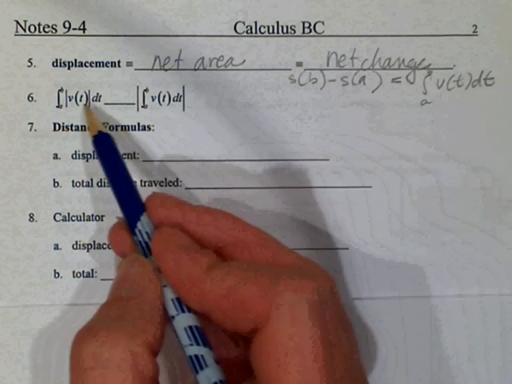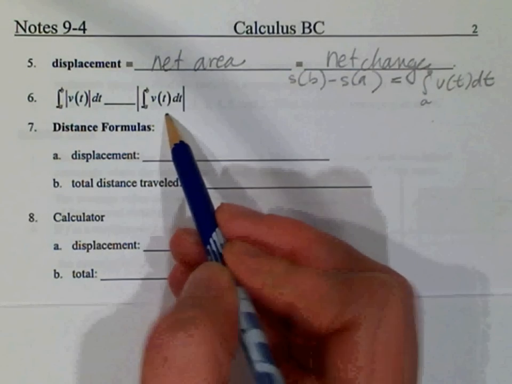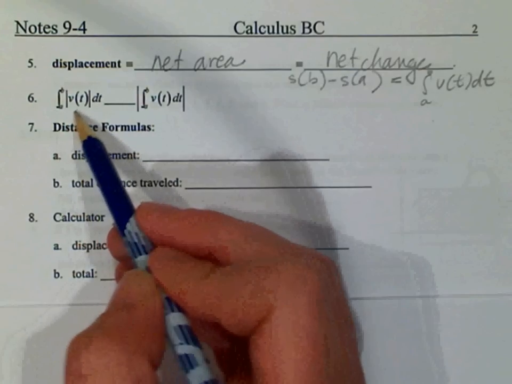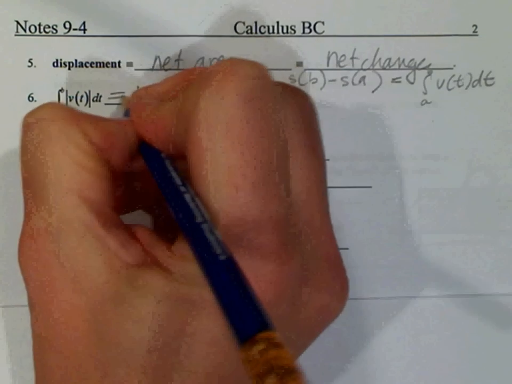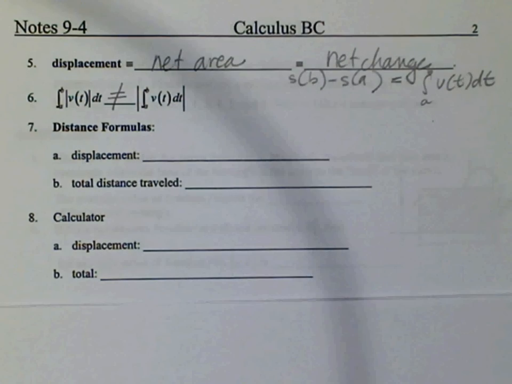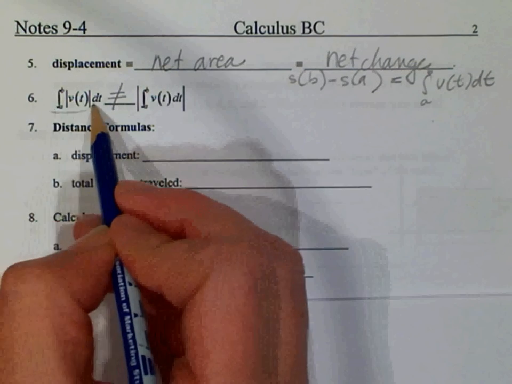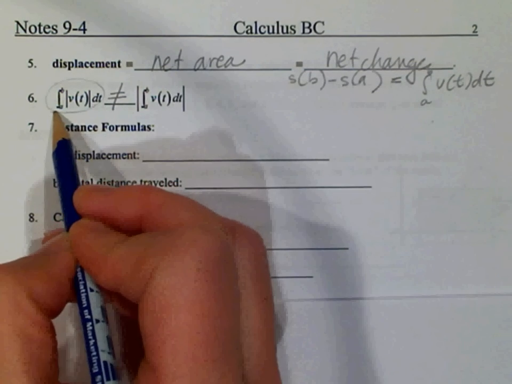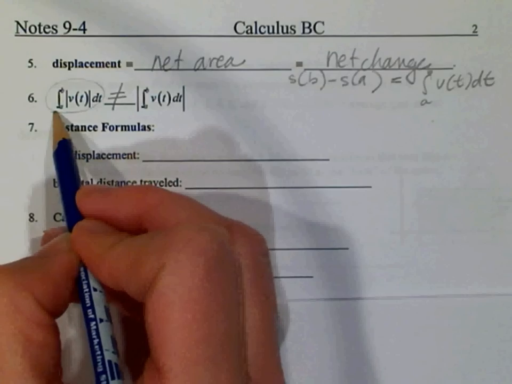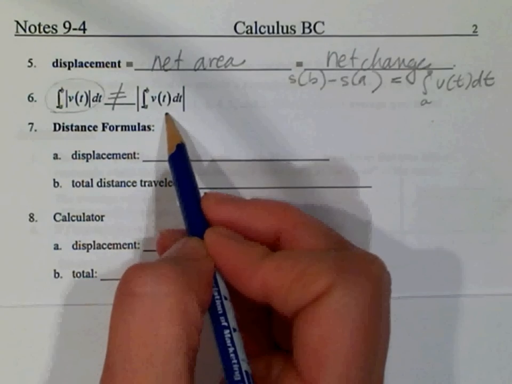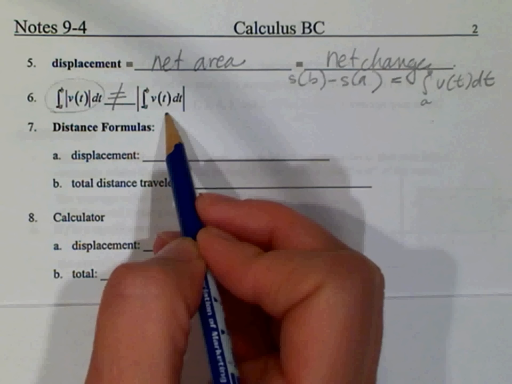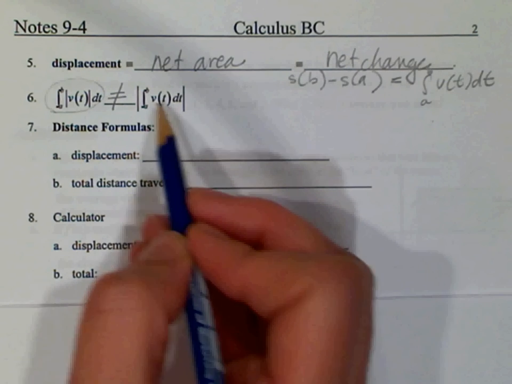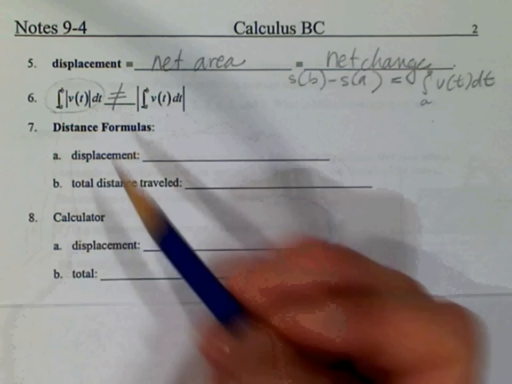Look at number 6, an important fact to note. The integral from A to B of the absolute value of V of t is not the same thing as the absolute value of the entire integral. The part on the left is asking for total distance. The part on the right is basically displacement without direction. It's just going to give you a positive value each time, but it's still displacement. The left is actually going to find the distance.